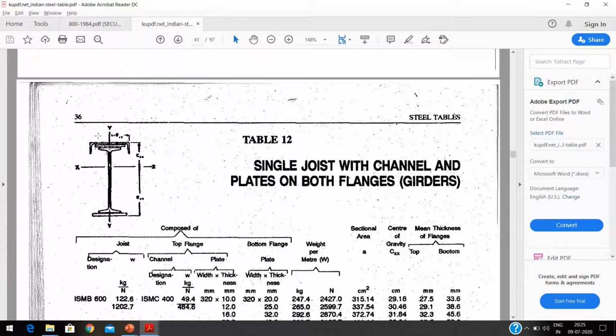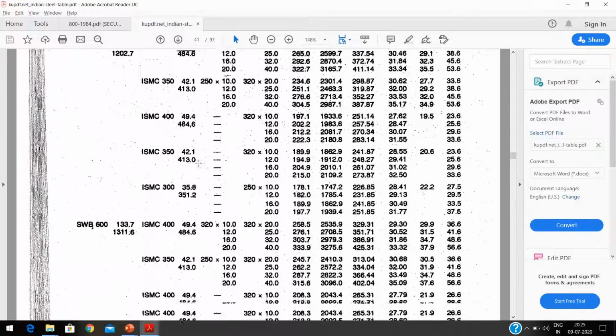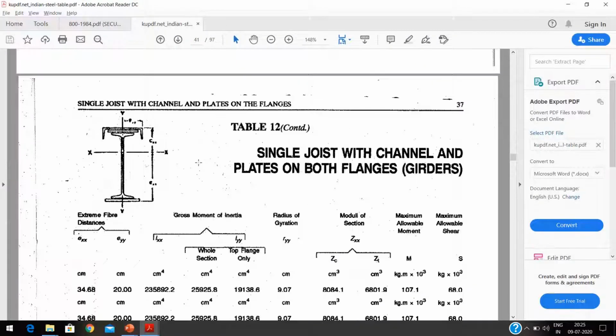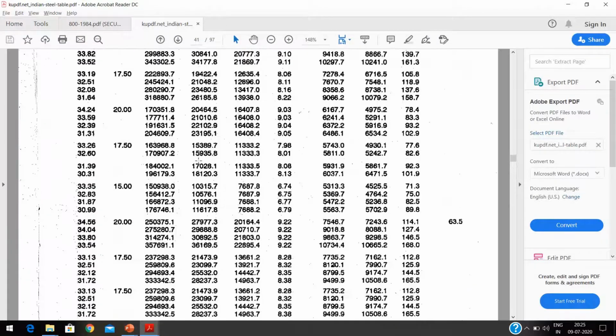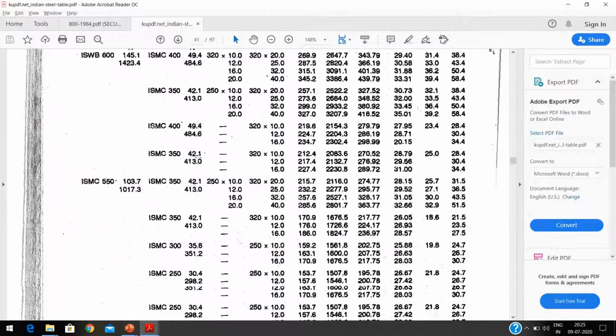the channel joist has been given. This thing is helpful while designing the gantry girders particularly. So all these things are there. I will show you further. That is two channels, angles. We have that kind of properties also, that is directly given in this particular steel table.